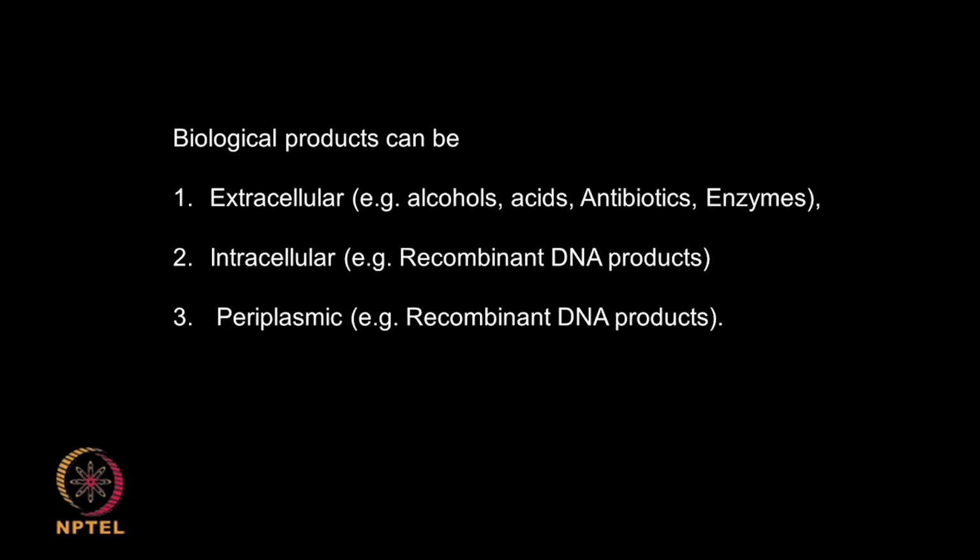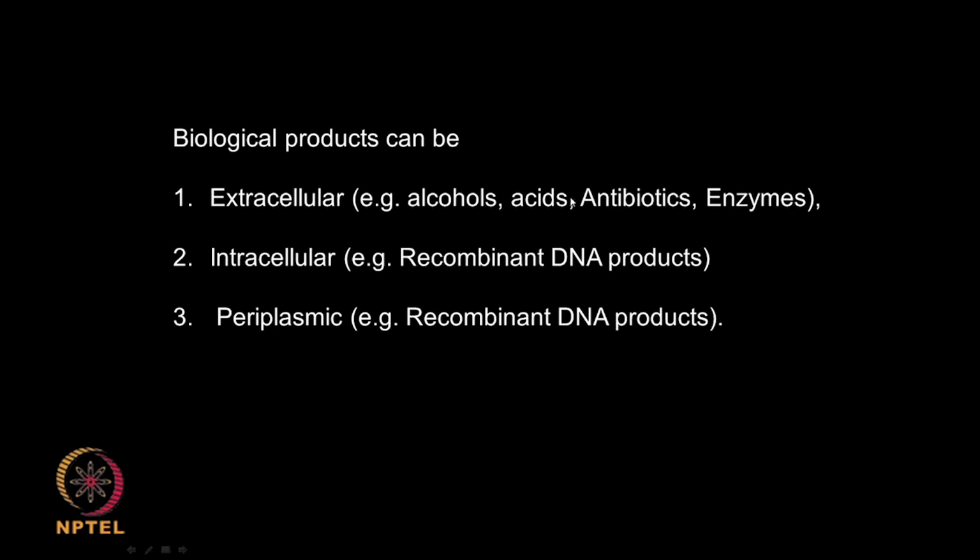So, why do you need to do the cell breakage? If the metabolite or product of our interest is inside the cells, unlike when the product comes out into the medium, then it is called intracellular material. Sometimes the material could be not exactly inside, but between the two layers of the cell, which is called periplasmic. Intracellular products are things like recombinant DNA products. The periplasmic could be recombinant DNA again.